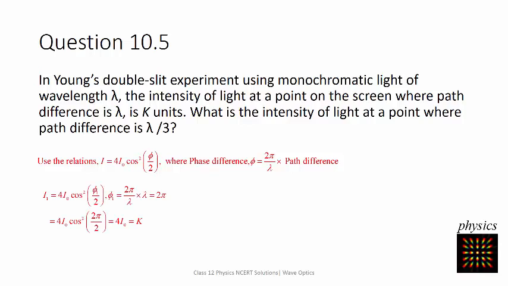So calculate for lambda, let's say this is I1, which is given, which is k. Once you substitute, you understand 4I0 is equal to k. So we are going to use this information to calculate the intensity when the path difference is lambda over 3. So I2 is equal to, go by the same method, where we calculate the new phase difference using the path difference lambda by 3, and then you substitute, find the cos square value, then you get k over 4.